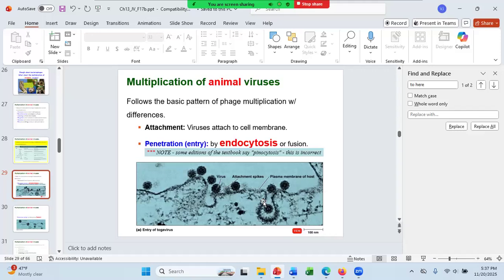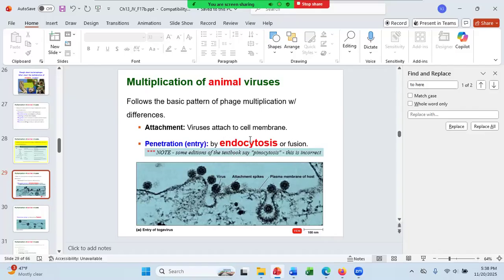Does anyone have an older edition of the textbook, especially edition 1 for Clark College? It might be edition 2 for Clark College as well. In the older edition of the textbooks, it was wrong and it called it pinocytosis. That is not correct. The virus enters the cell by this means, and that's called endocytosis.